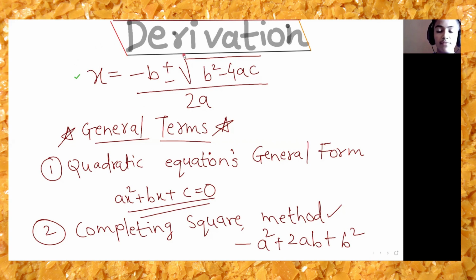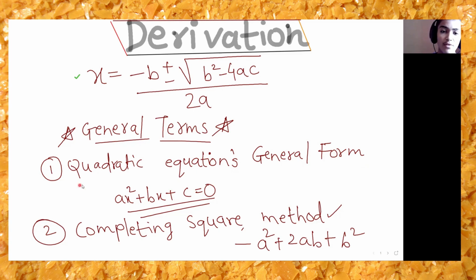So before deriving this formula, you should know some basic or general terms. You must know what is quadratic equation and what is the general form of quadratic equation. So quadratic equation is the equation in which the highest power of the variable is 2. And the general form of quadratic equation is ax square plus bx plus c is equal to 0. This is the general form of quadratic equation.